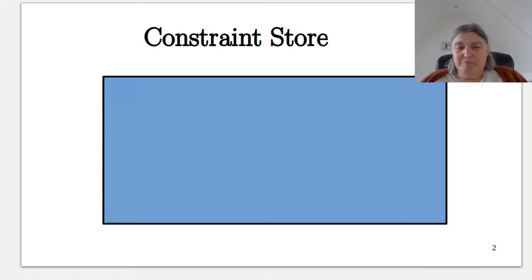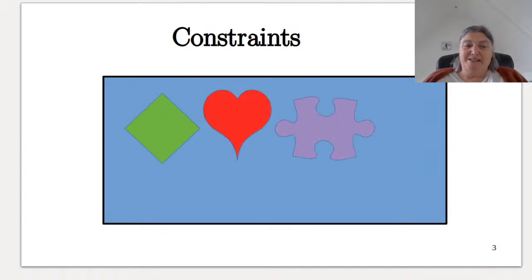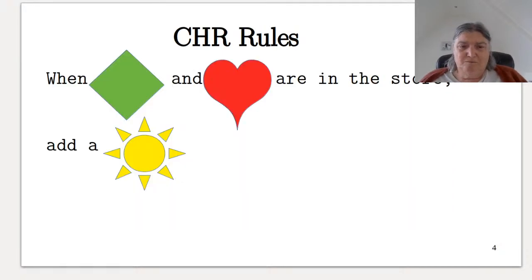It involves putting objects called constraints in a constraint store. So here's our constraint store, and here's some constraints in the constraint store. Now, the cool part is we can have rules. Here's a rule. When I see a green diamond and a red heart in the store, add a yellow sun.